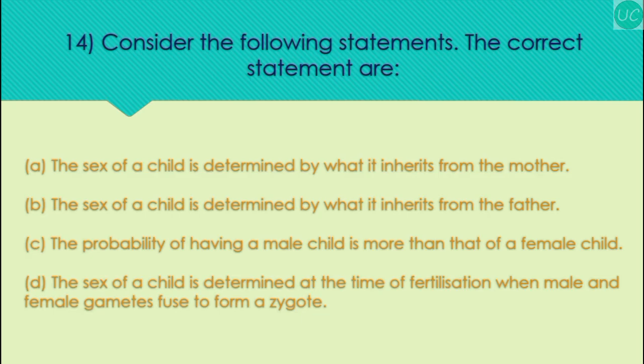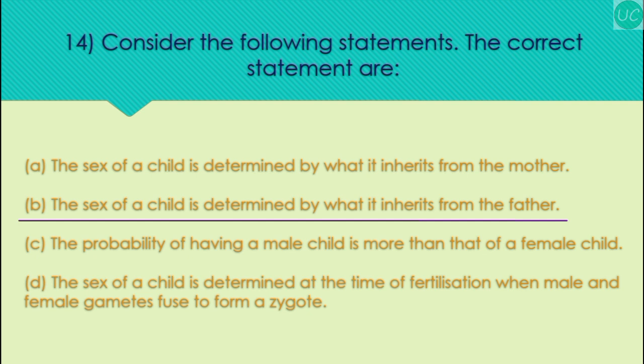Okay, our next question. Consider the following statements. The correct statements are, option A, the sex of a child is determined by what it inherits from the mother. So this is wrong. It is determined by what it inherits from the father, as we have seen earlier. And B, the sex of a child is determined by what it inherits from the father. So this is correct. We have already seen from the diagram.